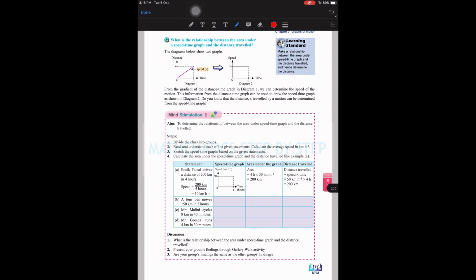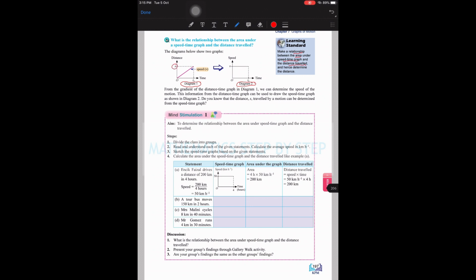I am Ying. So today we'll learn the relationship between the area under a speed time graph and the distance traveled. Okay? So now we have learned about a distance time graph as shown in diagram 1 and also speed time graph as shown in diagram 2. Okay? So let us see the relationship between a distance time graph and a speed time graph. So let's refer to diagram 1 first.